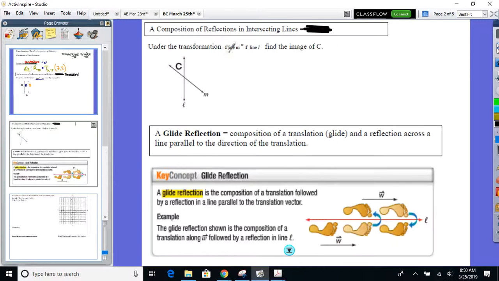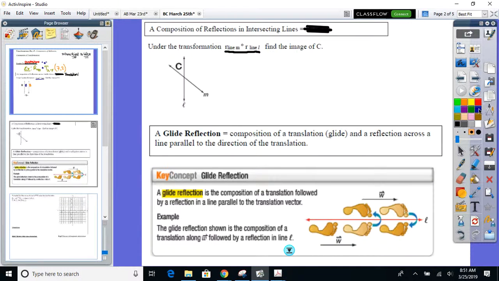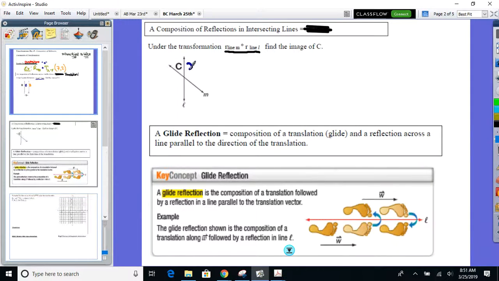According to this composition, which line am I going to reflect over first? Okay, everyone, go ahead. Draw your C after you reflect over line L. Will this result in a translation again at the end? So reflect it over line L, boom.